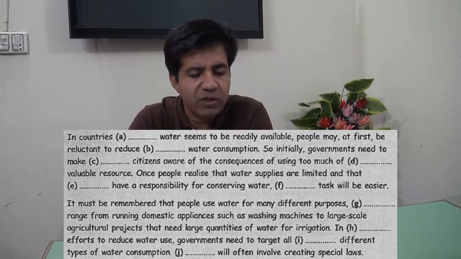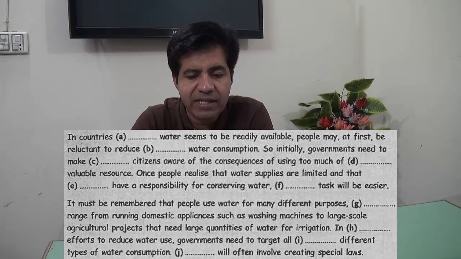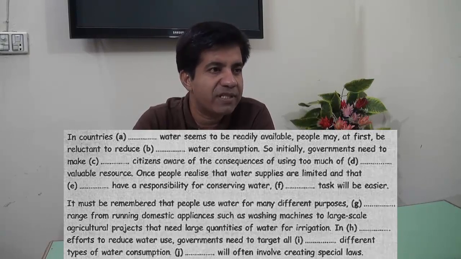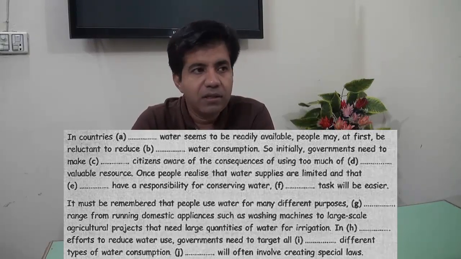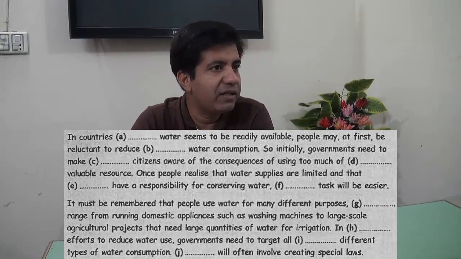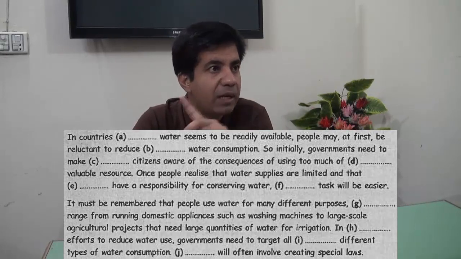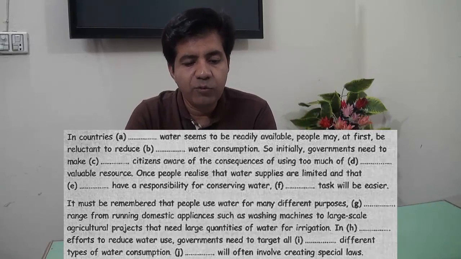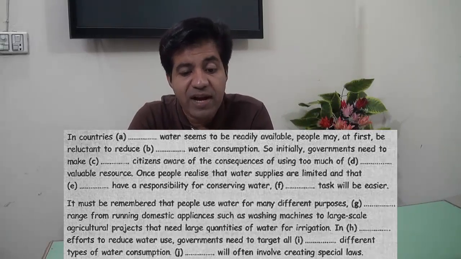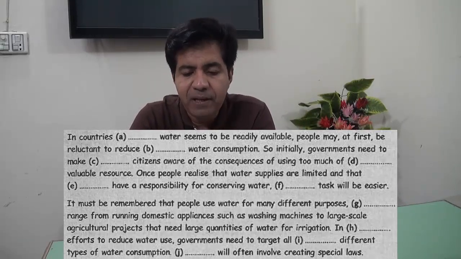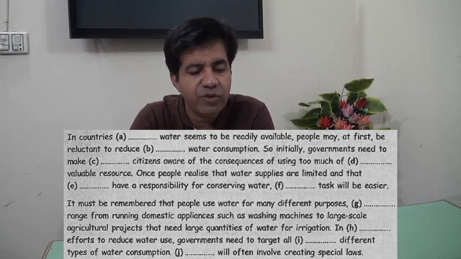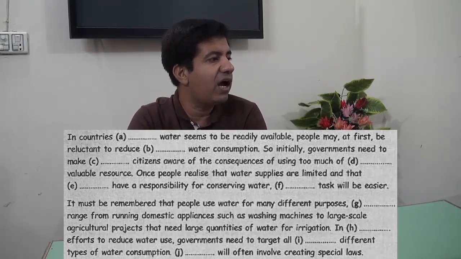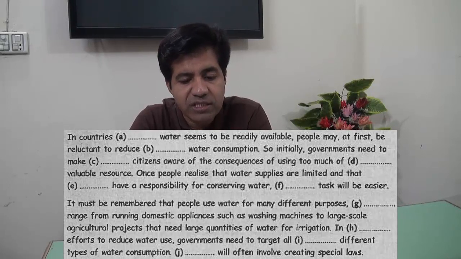In countries where water seems to be readily available, people may at first be reluctant to reduce their water consumption. Now tell me, which paragraph is this? First, second, third, fourth? Which paragraph is this of your essay? Second paragraph, and the topic is about water. The first paragraph we just did.